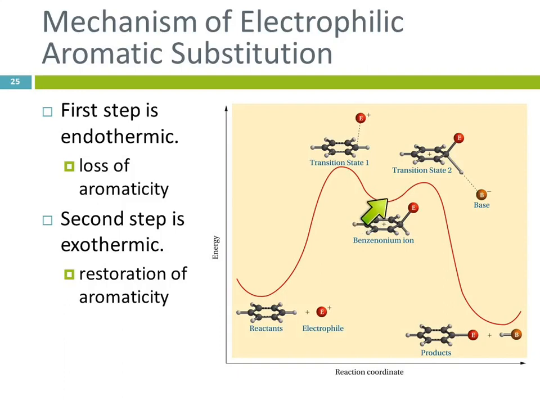And then you have another little hump to get over before you form the product. But this then is an exothermic process, and we end up with this product being a little bit lower in energy than the reactant. And if that were not the case, the reaction would not happen. The reason we have this big down is because we're restoring the aromatic nature of that ring. And that's a big bonus energy-wise.